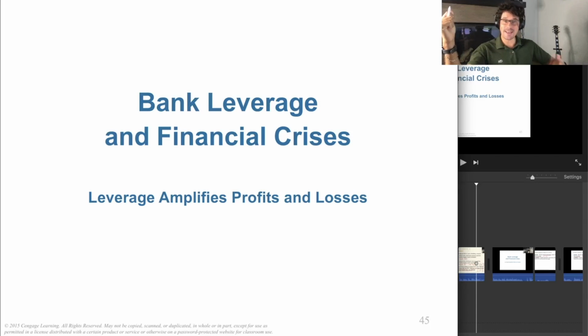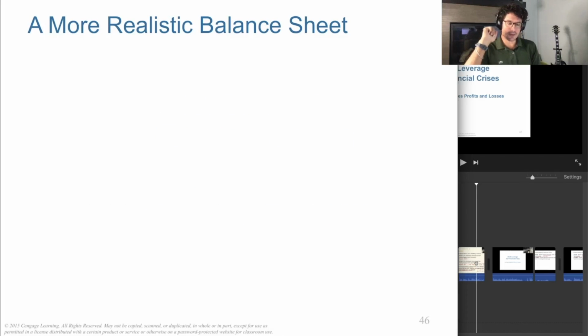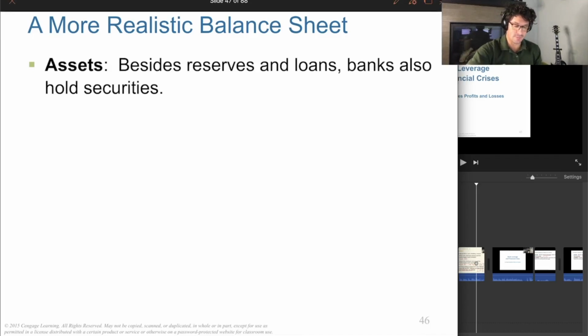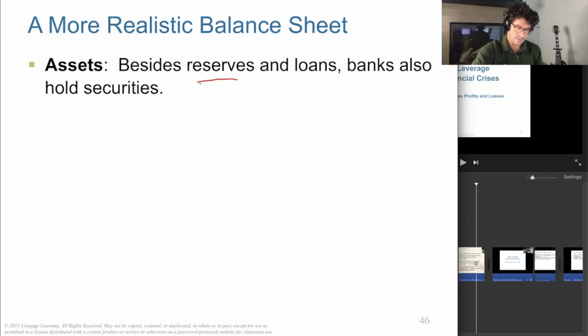We now move to bank leverage and financial crisis. This is very interesting. We try to understand how leverage amplifies profits and losses. In order to understand the role of leverage, we need a richer balance sheet for our bank, Chase Bank. So let us start from the assets. Before, we assumed that our Chase Bank was able to invest in loans and reserves.